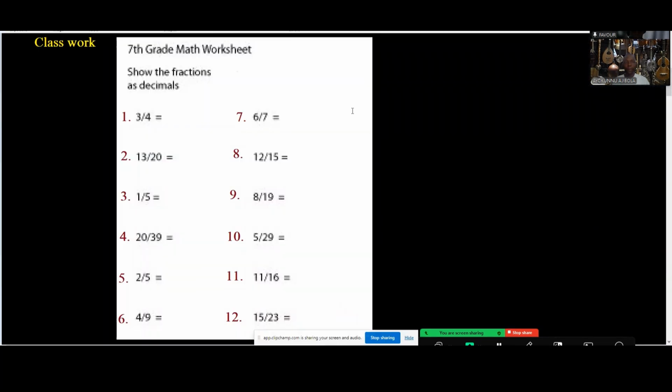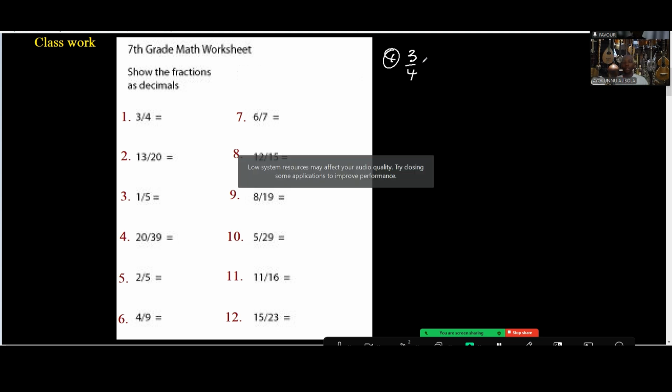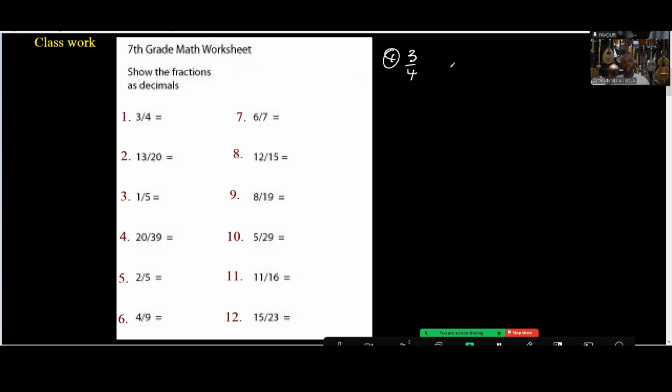Here we have some fractions to change to decimals. This is number 1, that is 3 over 4. If you want to change this to decimal, there are lots of ways you can do that. The number one way is to just divide straight and say how many 4 can go in 3. It's impossible, so I have 0.